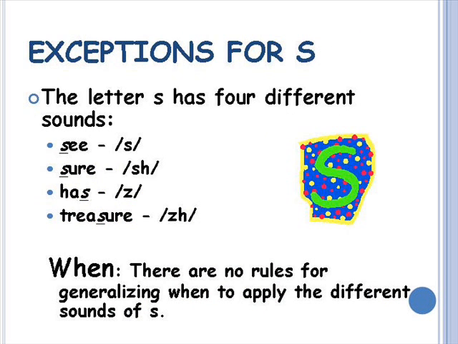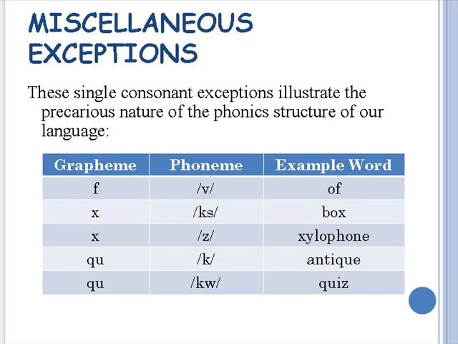The letter S has 4 different sounds. They are S as in see, sh as in sure, z as in has, and j as in treasure. There are no rules for generalizing when to apply the different sounds of S. These single consonant exceptions illustrate the precarious nature of the phonics structure of our language.